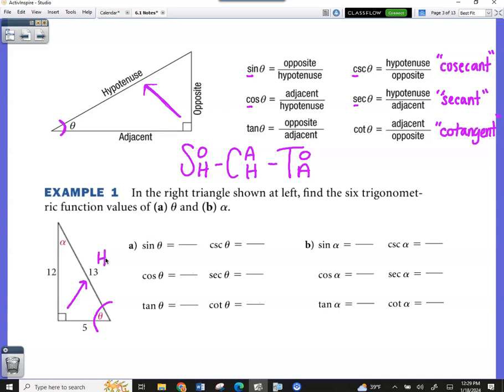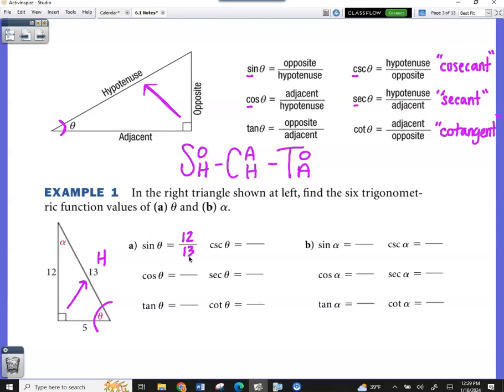Opposite over hypotenuse, so that would be what? 12 over 13. When I say trig ratio, which I need you to learn that phrase, because you see right here it says 6 trig function values or trig ratio, they're saying find the fraction.